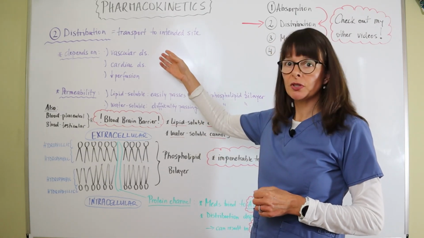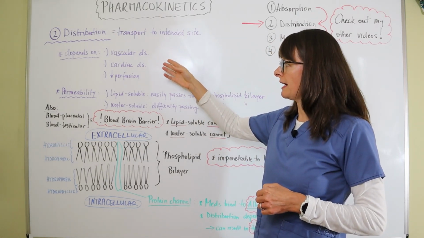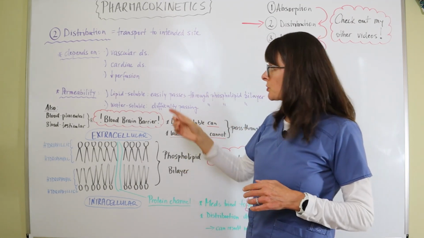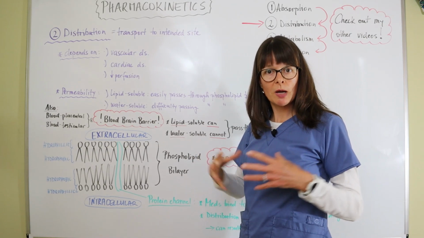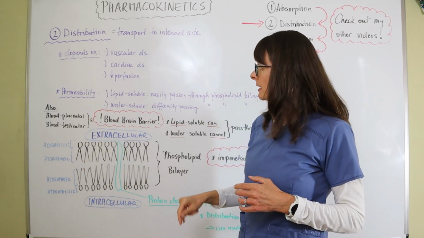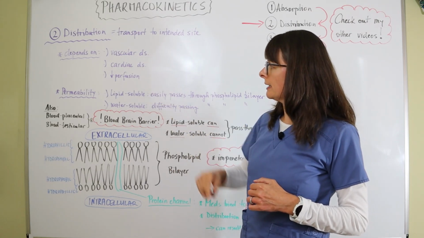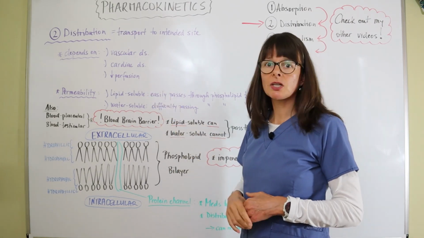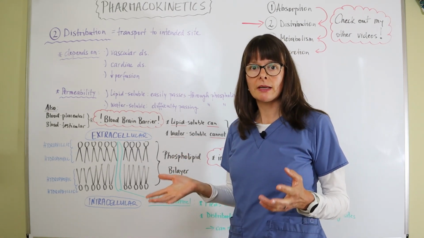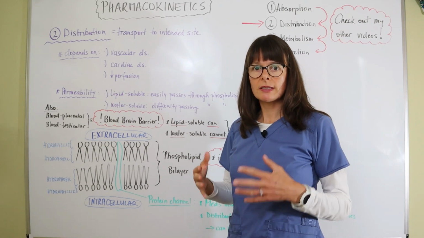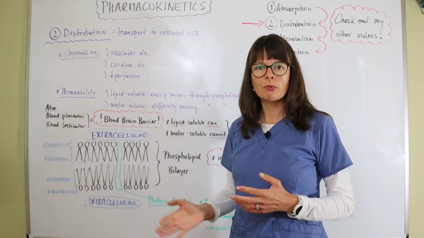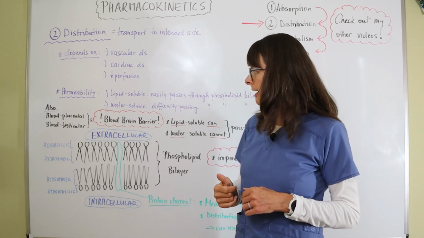And the distribution depends on several factors. Any kind of vascular disease will inhibit the distribution. Cardiac disease as well, because then the pump is not functioning, and that helps to transport the medication to the site. Or any kind of state of decreased perfusion. Think about somebody in a shock state, in hypovolemic shock, who just does not have a lot of blood volume in their system. The medication distribution is going to be inhibited by that.